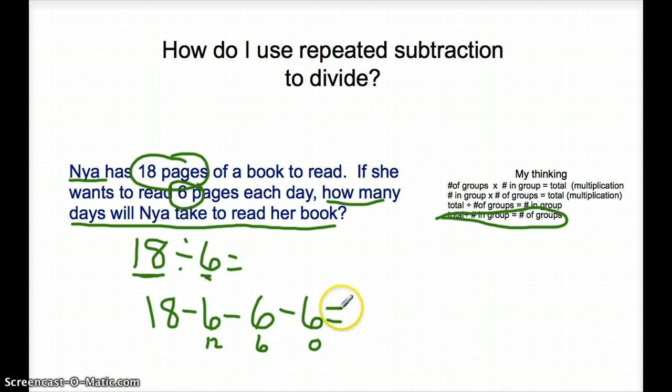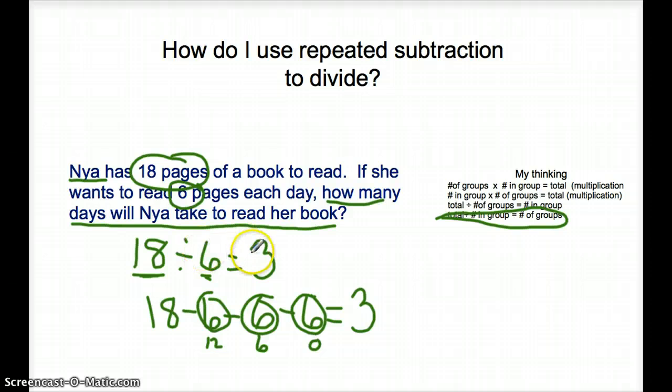So what I need to do is find out how many groups I took away. I took away 1, 2, 3. So my answer is 3. 18 divided by 6 equals 3. Because she had 18 total and she read 6 each day, it's going to take her 3 days.